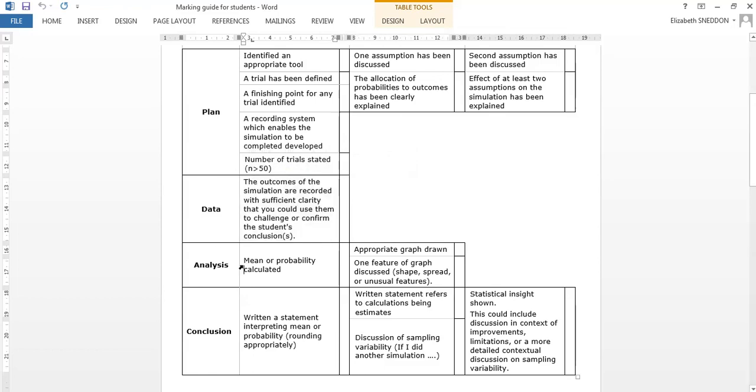So then for your analysis, you actually have to calculate that mean or that probability, depending on what the investigation question was. And your conclusion is to interpret that. Okay, so that's what we need to be able to do. So most of the work is in actually setting up and carrying out the investigation, and a little bit at the end just to write up what you've found.